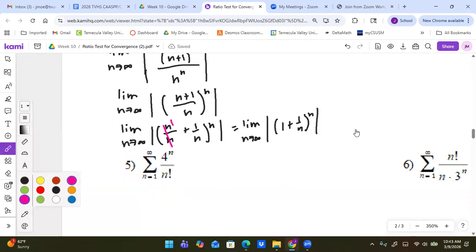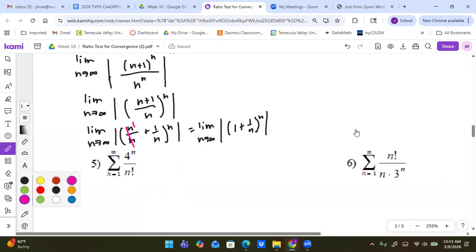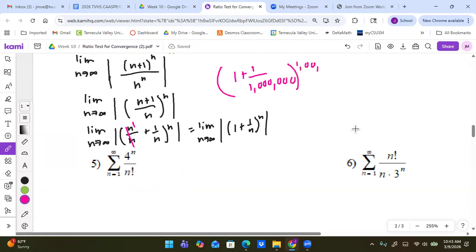Alright. Since you can't give me answers, you're gonna find the limit on your calculator. Why don't you plug in a real big number for n, since n is approaching infinity? Type this in, 1 plus 1 over 1 million. Hey, that's real big. To the 1 millionth power.